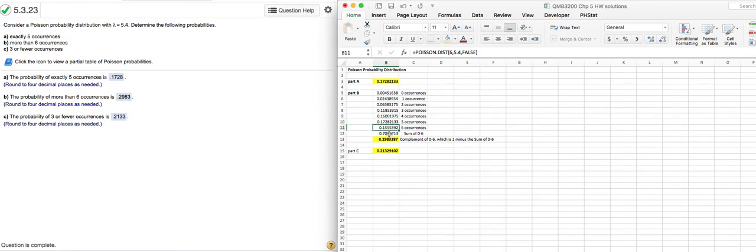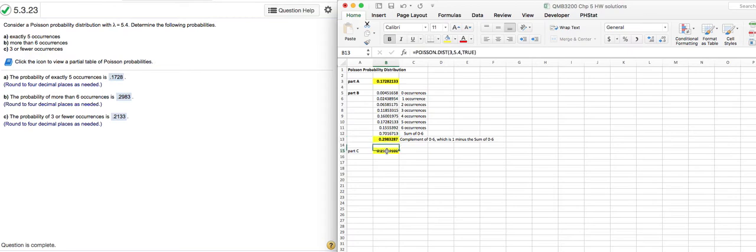So if we sum these all together, we've got the total of 0 through 6 occurrences, but we are looking for more than 6 occurrences. So what we need to do is find the complement. The complement is simply 1 minus the sum of the 0 through 6. So you can see in my formula here, it's just equals 1 minus B12, which is the sum of the 6 occurrences.